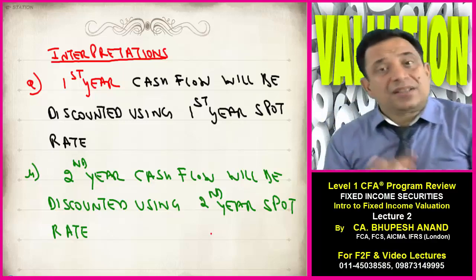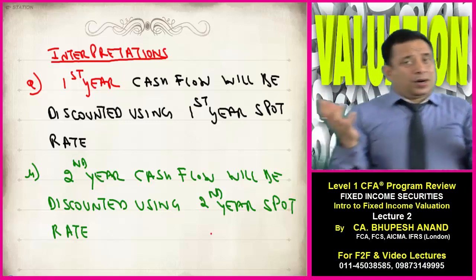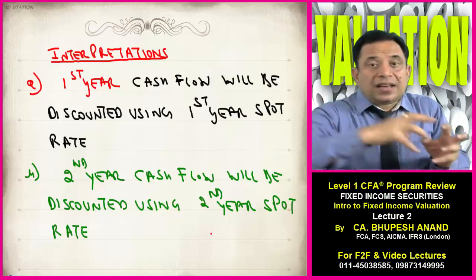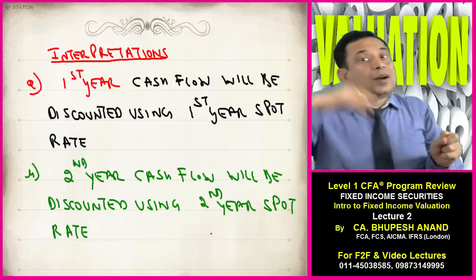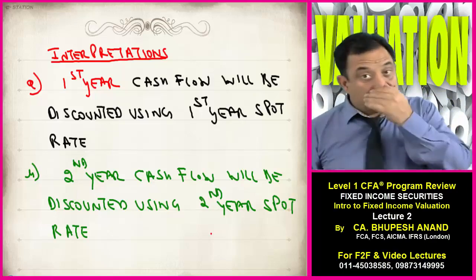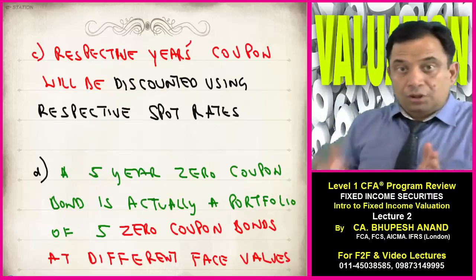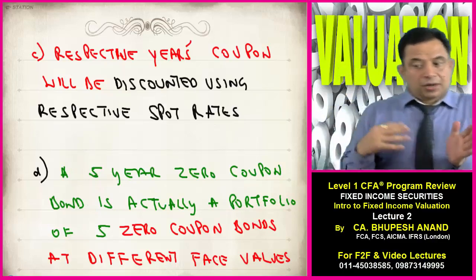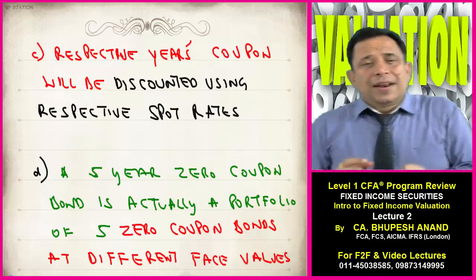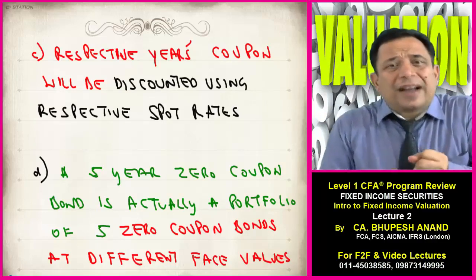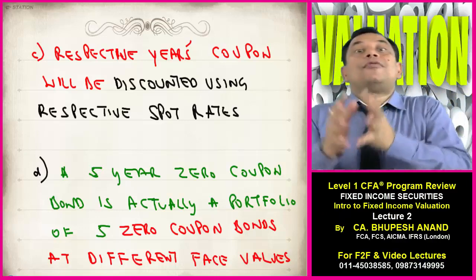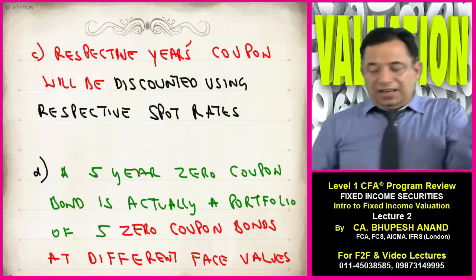First year cash flow will be discounted using the first year spot rate. It is very important. If you are investing for the first year, it is discounted at the first year rate; if you are going for two years, then it will be discounted at the second year rate. Third year cash flow will be discounted at the third year spot rate, fourth year cash flow at the fourth year spot rate, and fifth year cash flow at the fifth year spot rate. A fifth year zero coupon bond is actually a portfolio. A 5-year zero coupon bond is a portfolio of 5 coupons.